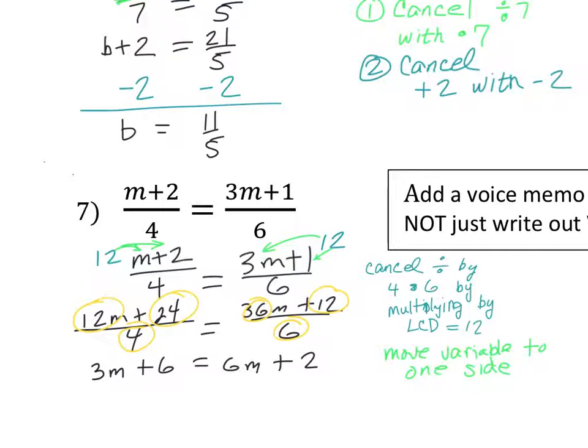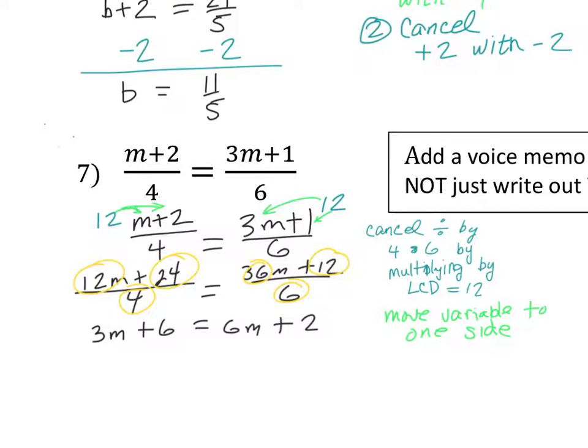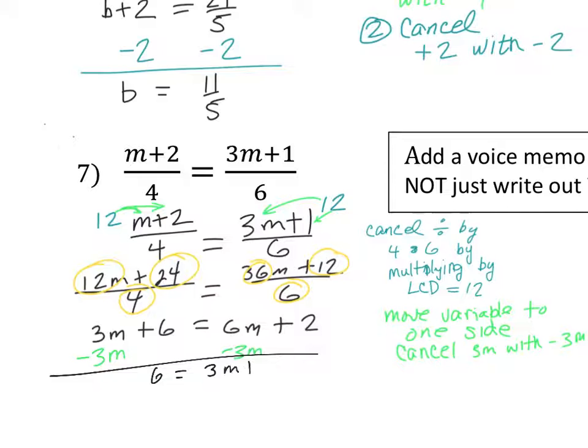So I'm going to cancel the 3m. So cancel 3m with a minus 3m, because that's the opposite. I'm going to subtract 3m from both sides. We know that leaves us with 6 is equal to 3m plus 2.